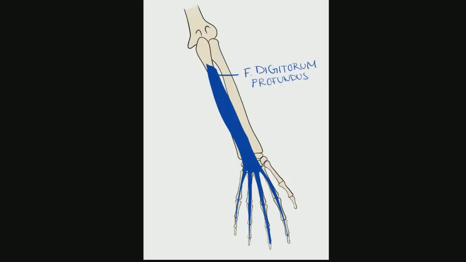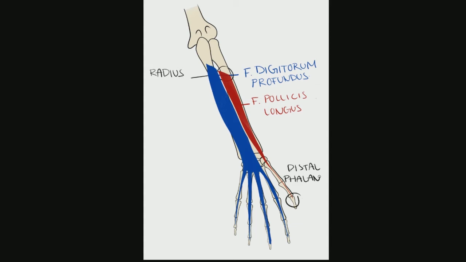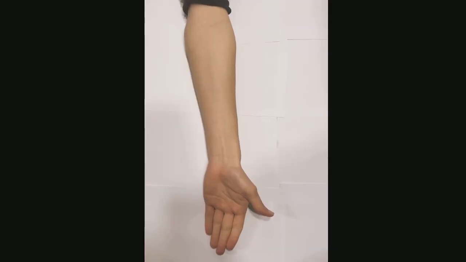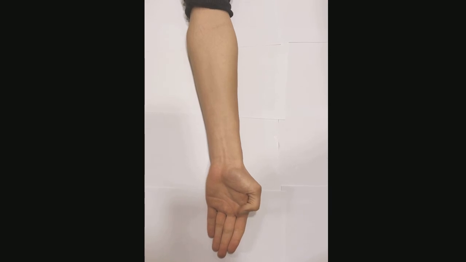Flexor pollicis longus, shown here in red, lies laterally to flexor digitorum profundus and originates from the anterior surface of the radius. It attaches to the distal phalanx of the thumb and is innervated by the median nerve. The flexor pollicis longus acts to flex the interphalangeal and metacarpophalangeal joints of the thumb.